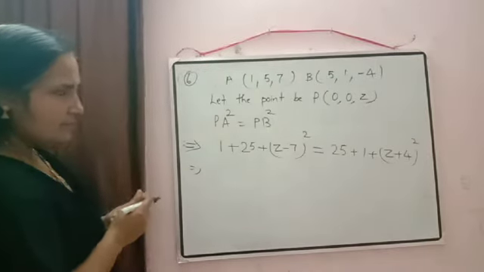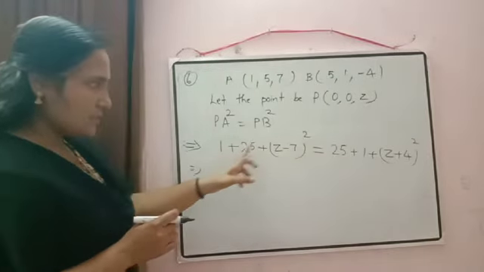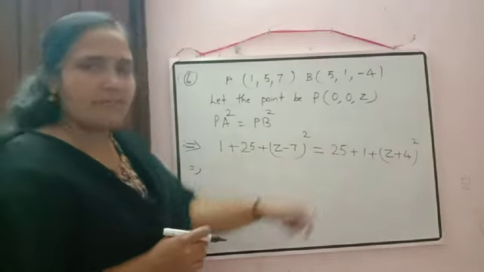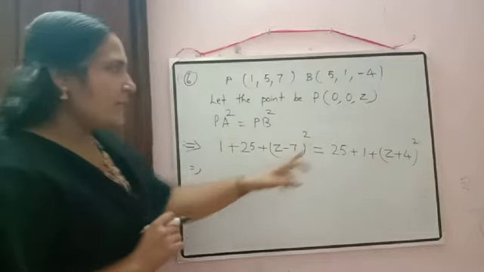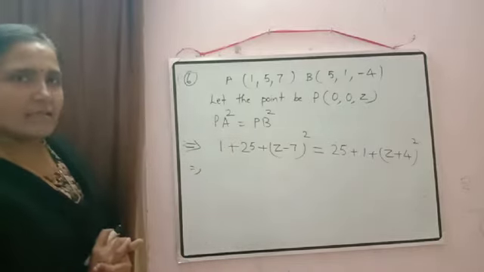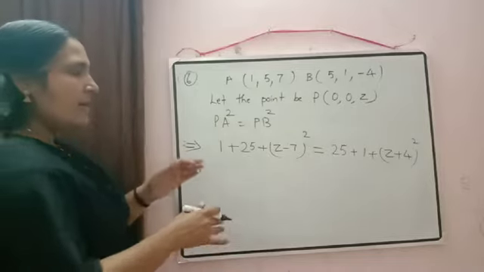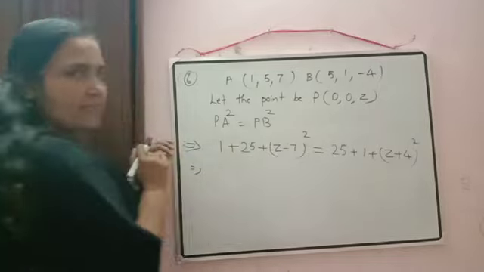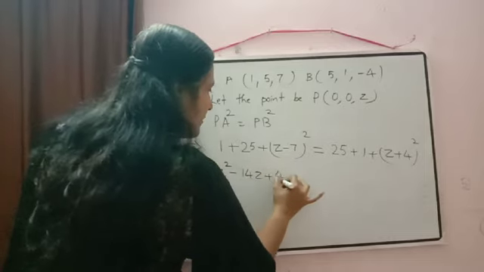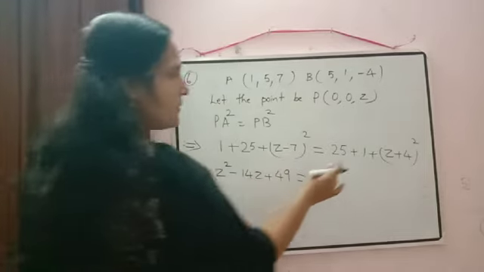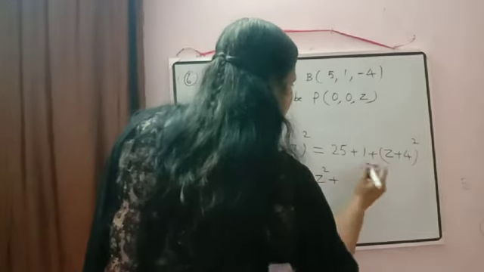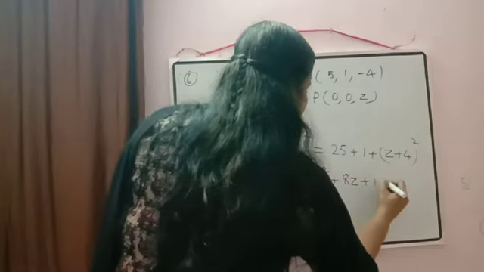Now we can check here, just to check. Here also we have plus 25, here also plus 25. So when we shift this 25 here, 25 and 25 will get cancelled. In the same way, 1 and 1 also will get cancelled. So we are not showing the cancellation. We are just writing the next. That is z minus 7 the whole square. What will come? Yes, z square minus 14z plus 49 is equal to. Here what will come? This one already cancelled. z plus 4 the whole square. So z square plus 8z plus 16.